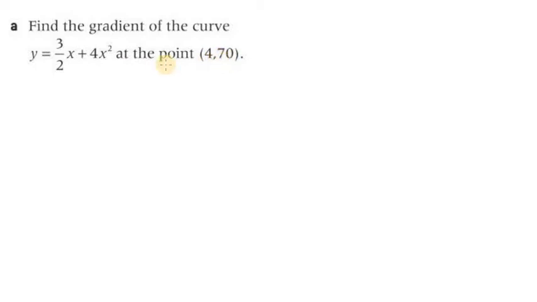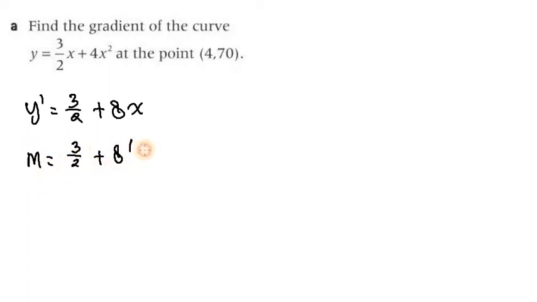So as you know, the gradient is the first derivative. So in this case, we have to differentiate the equation. So we will have y' equals 3 over 2 plus 8x. So that will be the derivative. Now we have to find the gradient at the point where x is 4, so we just need to input x equals 4. So the gradient m equals 3 over 2 plus 8 times 4, because once again the point is 4, the x is 4. We just use the x for this case.